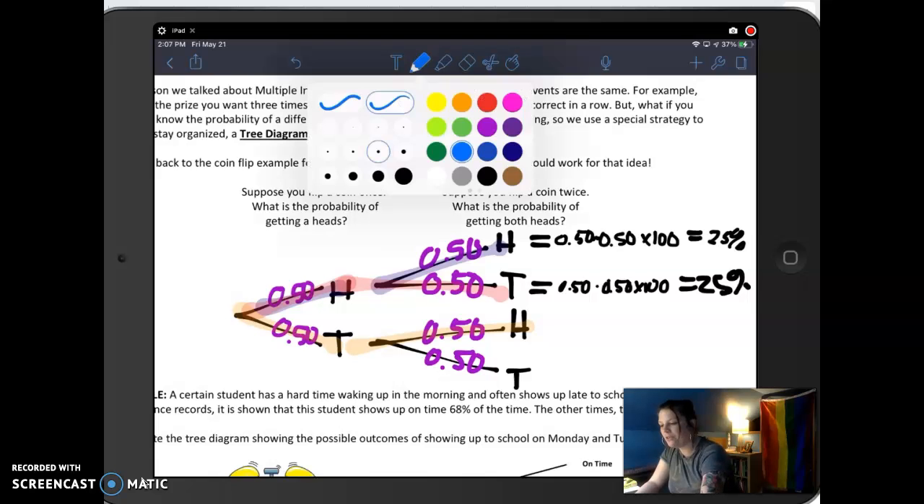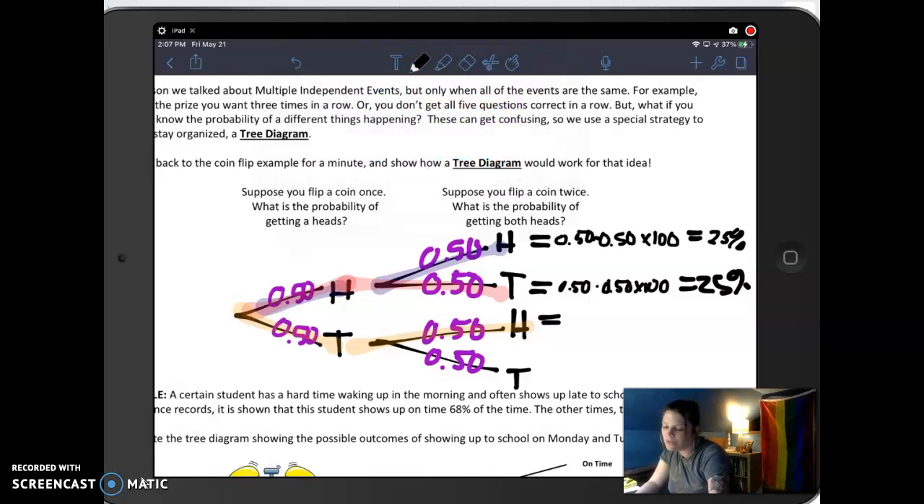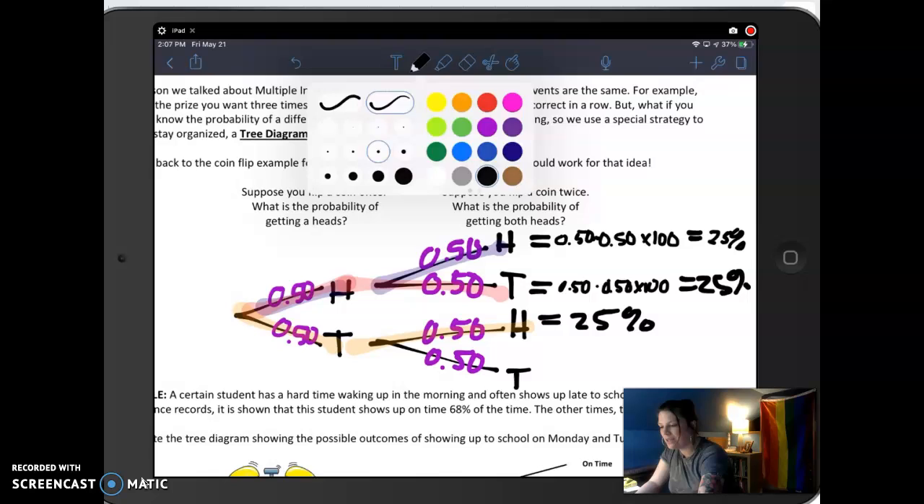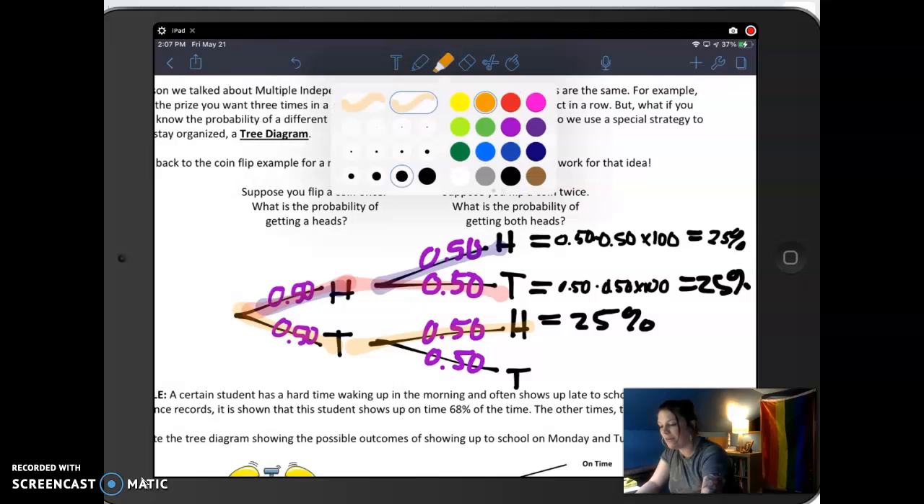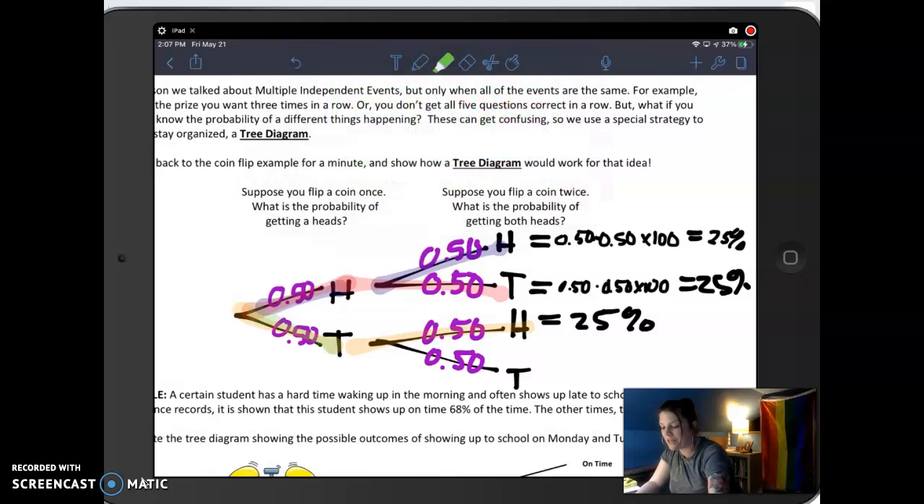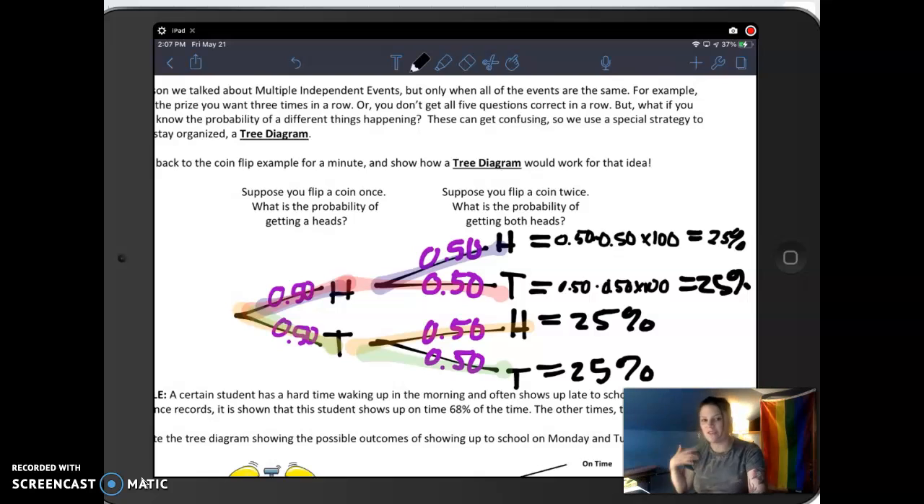I hope you can start to see that, specifically with this situation, it's always going to be the same probability because it's 50-50. Not all of them are like that, however, so don't think that this happens every single time. It's just because it's 50-50 that we get the same percentage for all of the possible things that could happen. So what is the probability of both being heads? That's this path right here, so the answer is 25%.